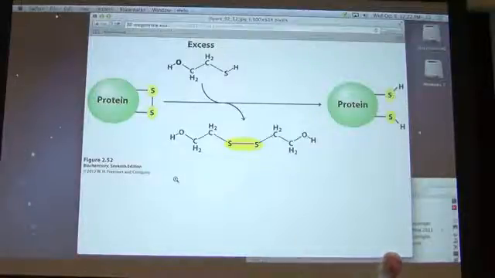Mercaptoethanol is one of several compounds that we use in the laboratory to reduce disulfide bonds in proteins. Another reagent that we commonly use is known as DTT, not DDT, but DTT. It stands for dithiothreitol, and it has a very similar chemistry to mercaptoethanol in terms of donating electrons. The end result is the same, though. When we treat a protein that has disulfide bonds with DTT, we end up with sulfhydryls instead of disulfide bonds.